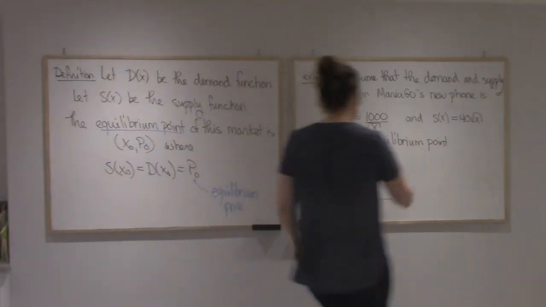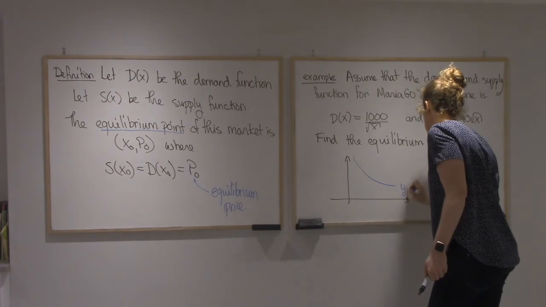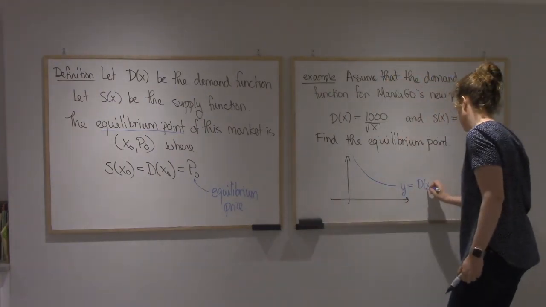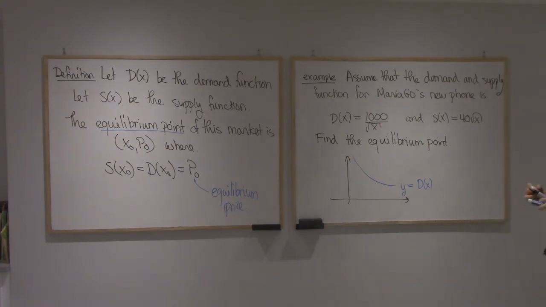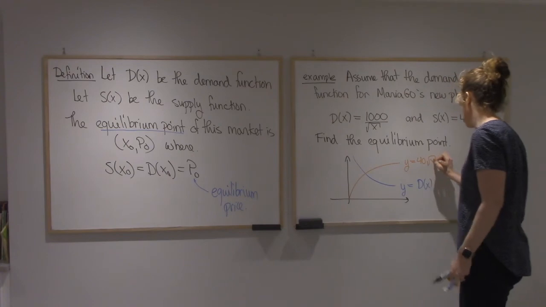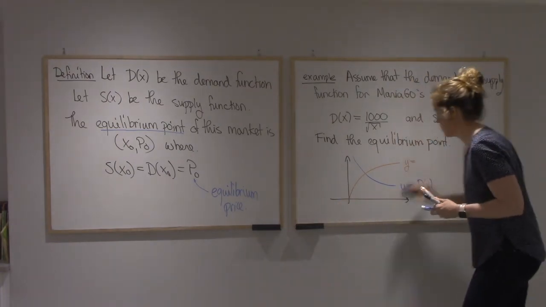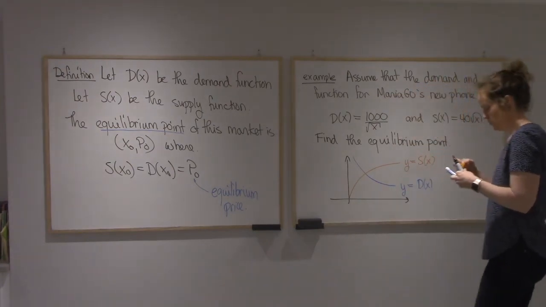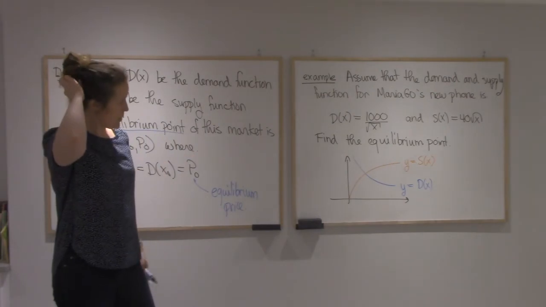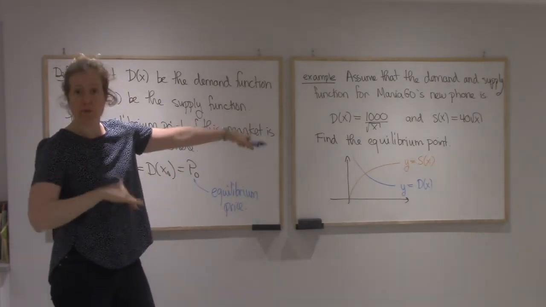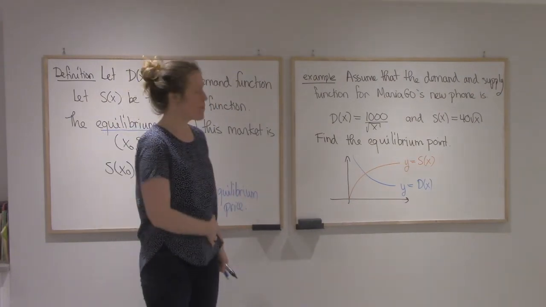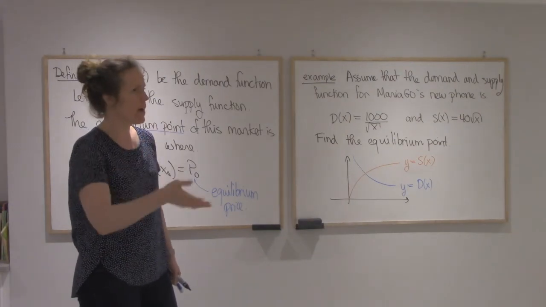So the demand function is decreasing, while the supply function will be increasing. It's a root function, so it's going to look something like that. So the higher the price, the more producers are willing to dish out product. And so the supply curve will usually be increasing, strictly increasing, sometimes flat, but never decreasing. The demand function will always be decreasing, because the more people want to buy, that means the lower the price was.